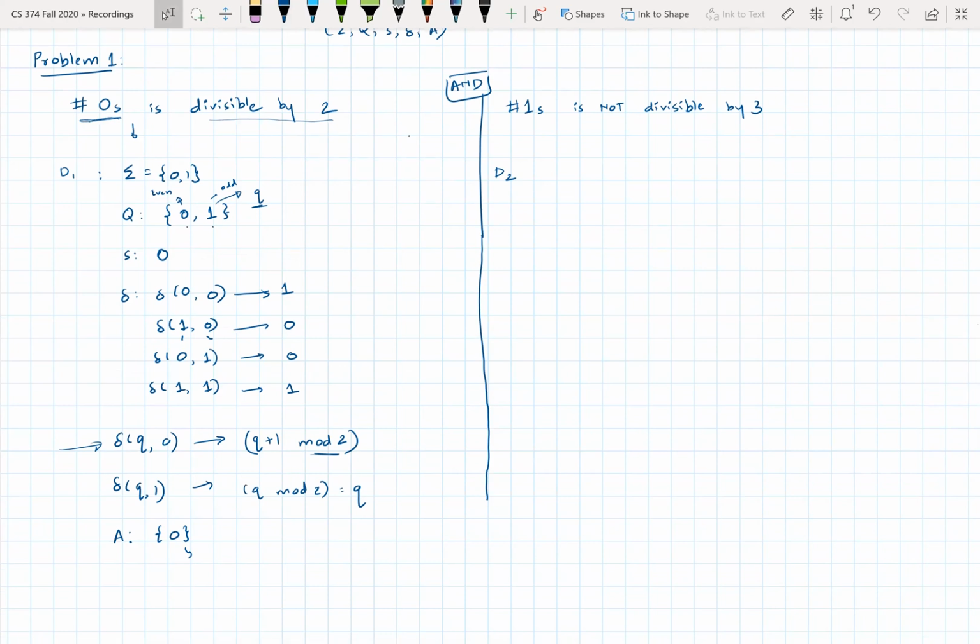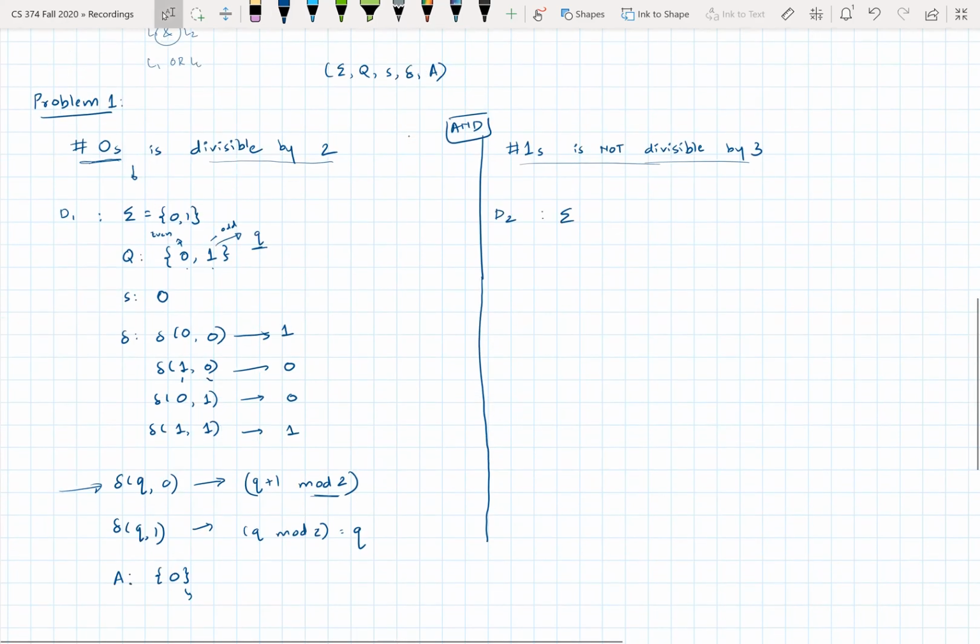Let's see now. D2. Now we want the number of ones to not be divisible by 3. So again, let's write the obvious. We again have to give these 5 elements. So sigma is {0, 1}. This is true. Q: now, what do we want to keep track of? We want to keep track of how many ones modulo 3 I have seen up until now. So that gives me just 3 possible states, right? Either the number of ones is divisible by 3, so that is 0 mod 3, or the number of ones mod 3 leaves a remainder of 1, or it leaves a remainder of 2.